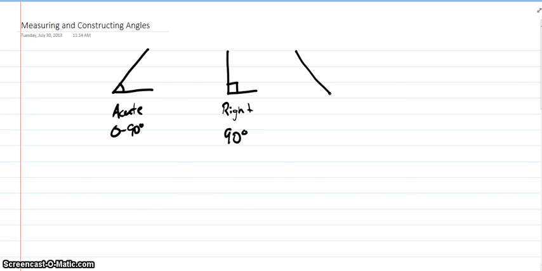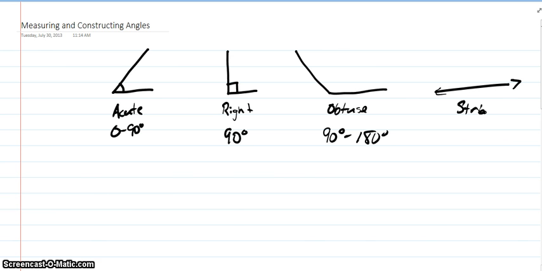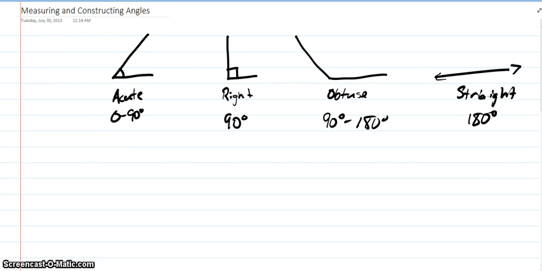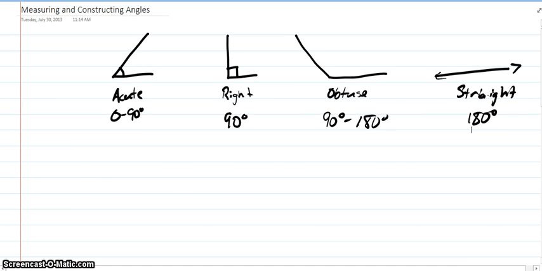Then we have obtuse angles, which are between 90 degrees and 180 degrees. And then we have straight angles, which are exactly 180 degrees. So using that, we can classify angles as acute, right, obtuse, or straight.